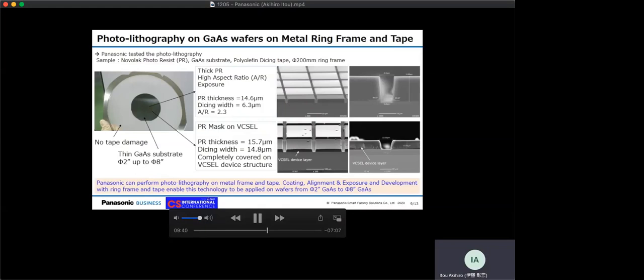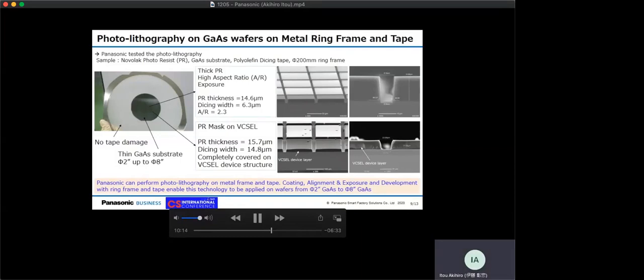Next, I would like to explain photolithography on gallium arsenide wafers on metal ring frame and tape. The photo on the left side shows photoresist pattern on gallium arsenide wafers mounted on a ring frame with tape, and these pictures show photoresist shape on gallium arsenide wafer. Panasonic can treat wafer sizes from 2-inch to 8-inch.